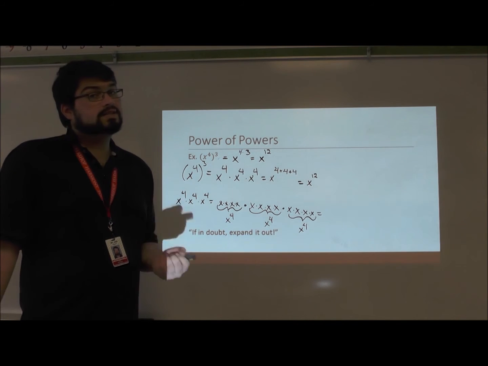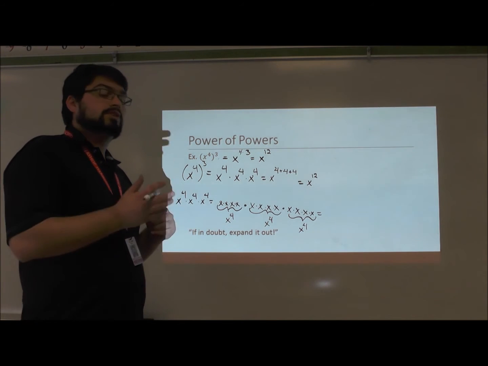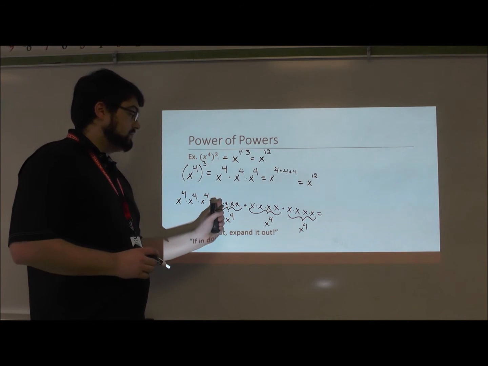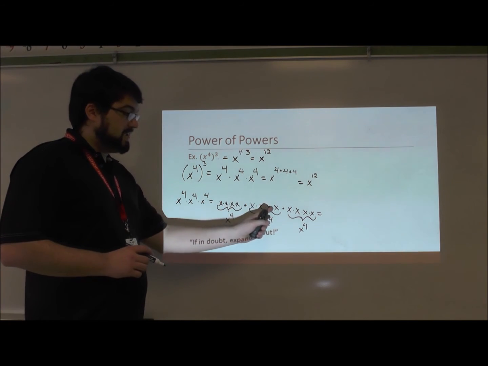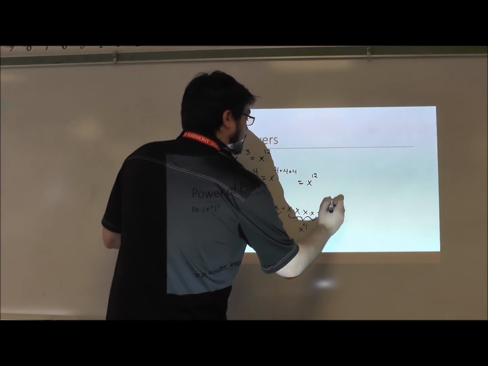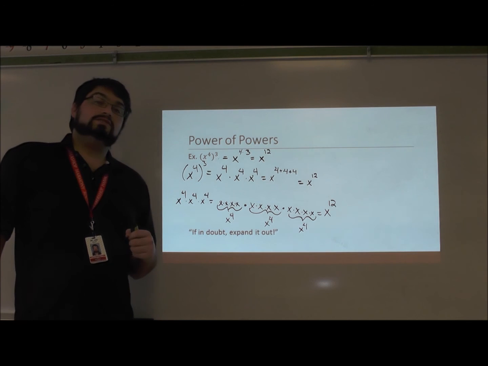Remember that an exponent tells me to multiply the base a certain number of times. A certain number of times will be the number of the exponent. So here I have 1, 2, 3, 4, 5, 6, 7, 8, 9, 10, 11, and 12. So we will still get x to the 12th power.